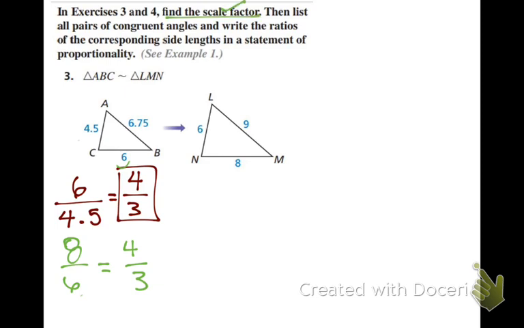The next thing is list the pairs of congruent angles. Do you even need to look at the picture to list the pairs of congruent angles? No. What can I look at instead? What is this called? It's also on your paper. The similarity statement.